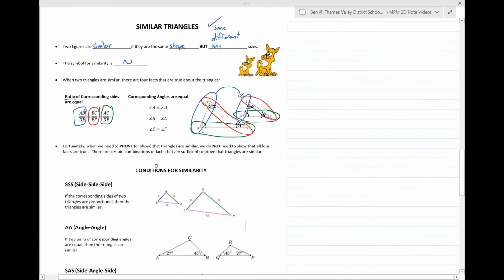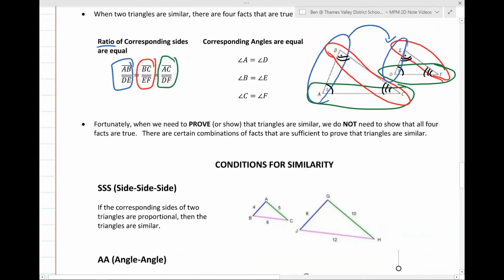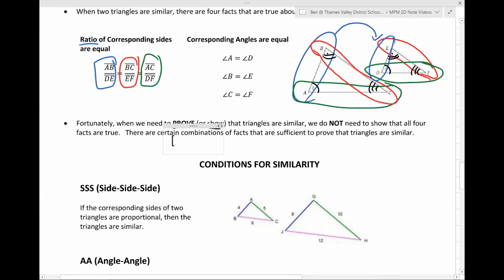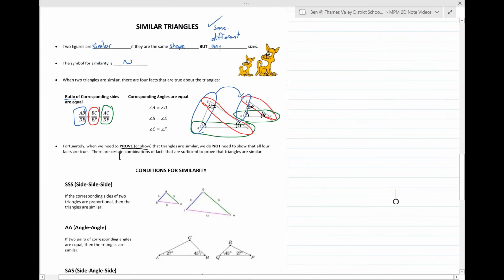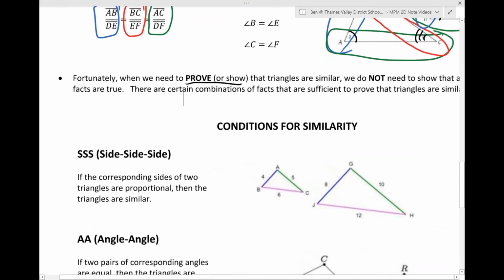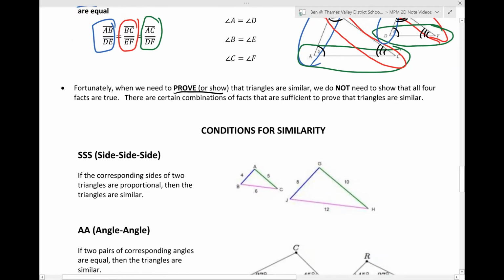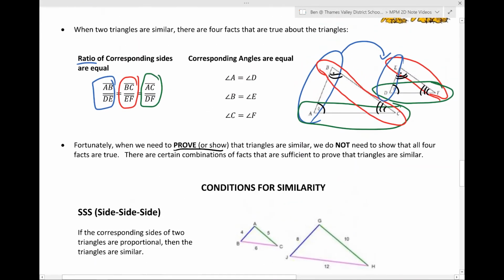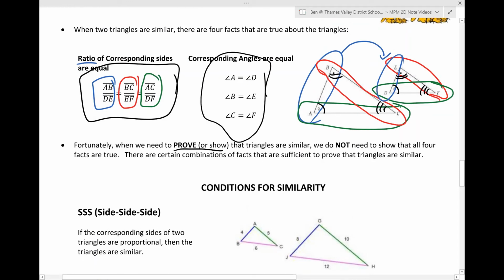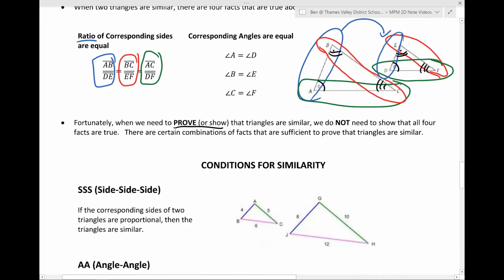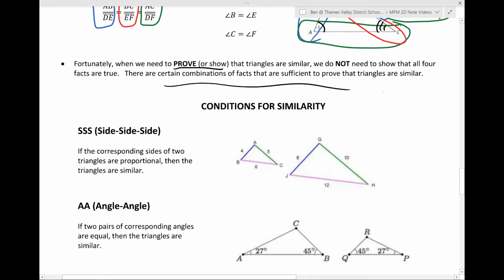Now, again, just like with our congruent triangles, if we need to prove or demonstrate that triangles are similar, we do not need to show that all four things are true. We don't need to show that the ratios of the sides are equal, and we don't need to show that our angles are equal. There are certain combinations, just like before, that are enough to show that they're similar.